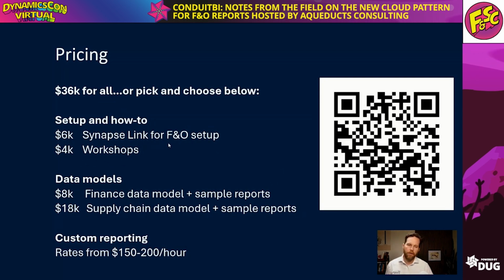$6,000, this is Synapse Link for F&O setup. Right now, this moment, I know this might be dated at any time, what we are recommending is very stable over the past 2 years, because we went from export to data lake to this: Synapse Link for F&O setup.